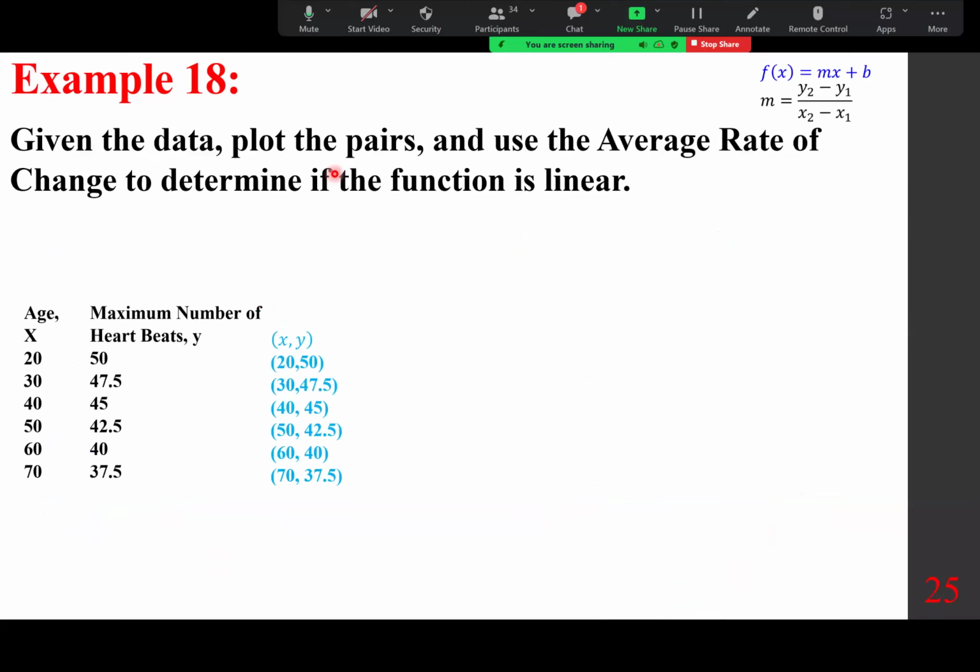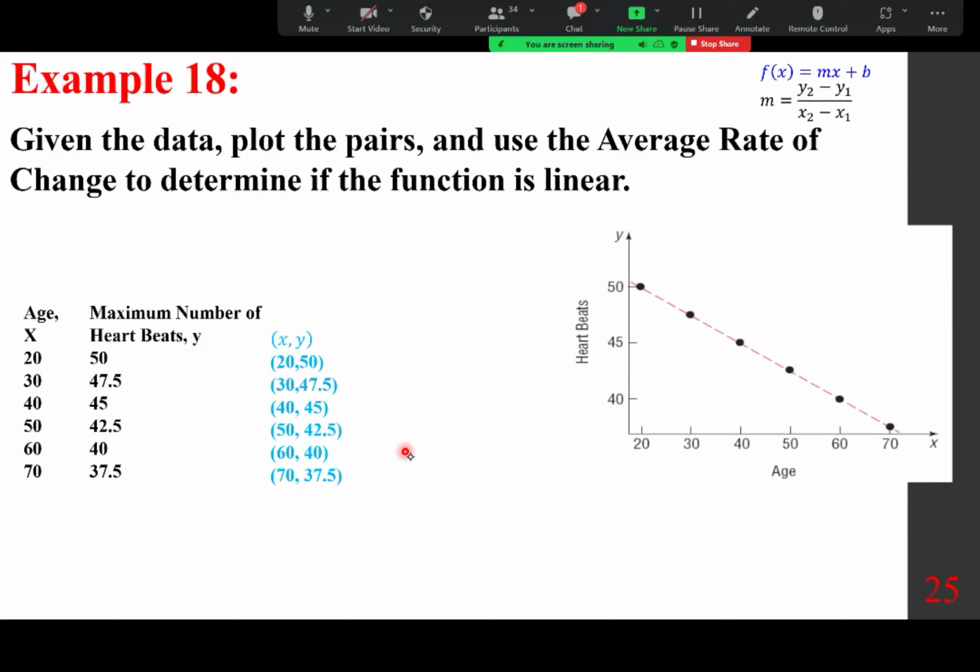Last question, given the data, plot the pairs and use the average rate of change to determine if the function is linear. So as far as plotting, I'm assuming if x is 20, which represents the age, and the maximum number of heartbeats is 50, you plot that. The next one, 30, 47.5, and so forth. So plotting the pairs, I'm assuming it's not a problem. If you connect them, there seems to be a straight line. And therefore, it is linear.